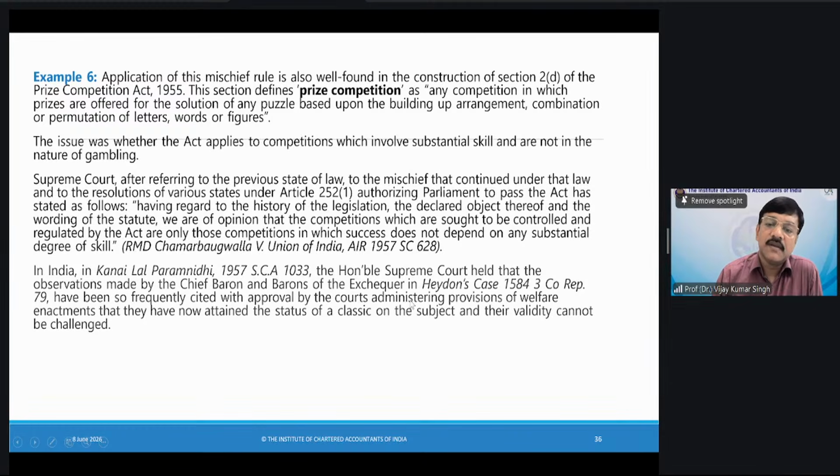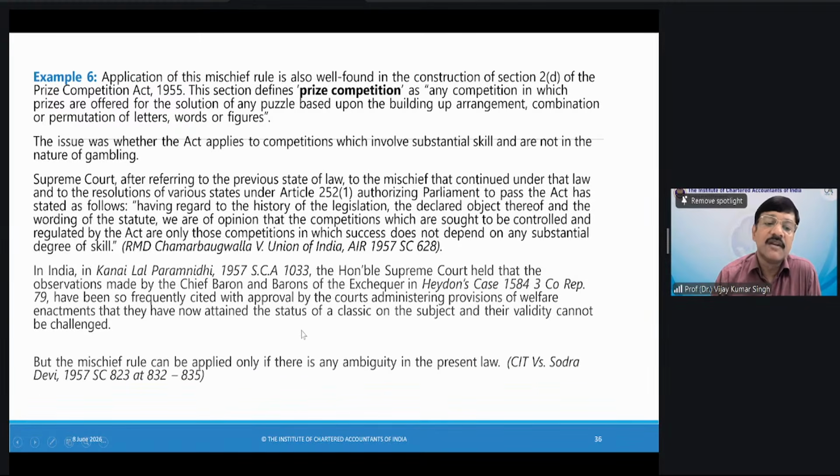The Supreme Court in Kanailal, Paramanidhi has also looked at it, and it said that it is so frequently cited with approval of courts administering provisions of welfare enactments that they have now attained the status of classic. So mischief rule is something which has been very regularly applied by the court. However, mischief rule cannot be applied if there is no ambiguity. If the language is plain, no mischief rule.